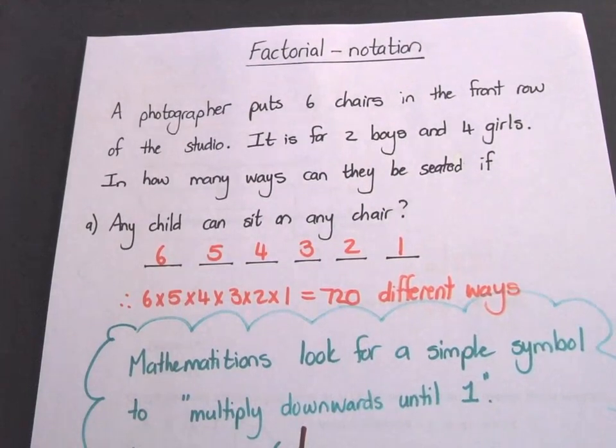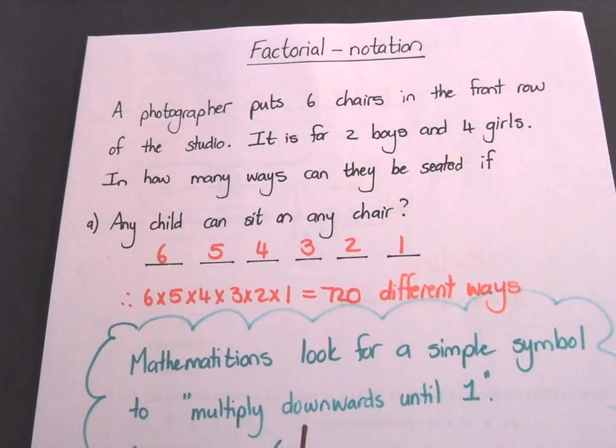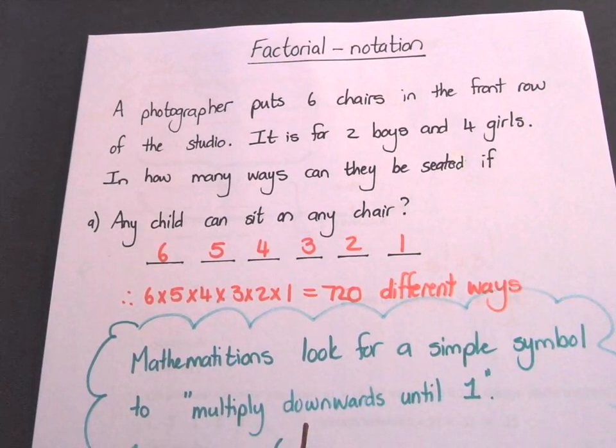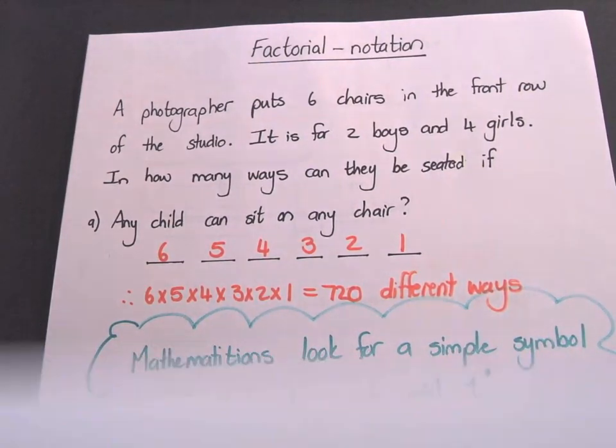Today we're going to look at factorial notation, and in order to explain what that is, I am going to do an example. A photographer put 6 chairs in front of his studio, and it is for 2 boys and 4 girls. In how many ways can they be seated if any child can sit on any chair?